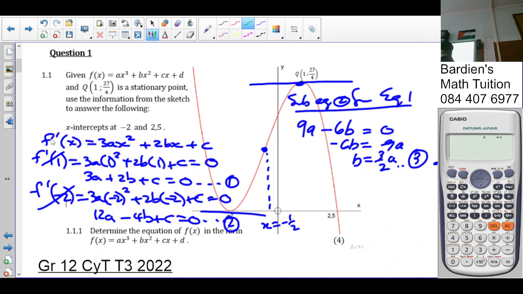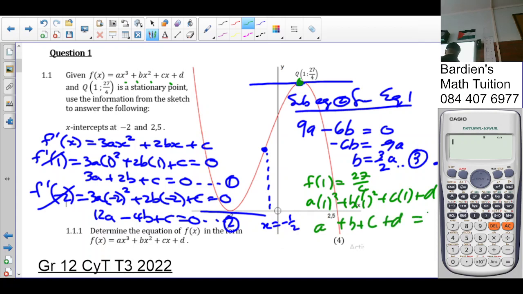Then we know that this is the turning point of the graph as well, which is going to give us f of 1 is equal to 27 over 4. Every time you see x, you put that 1. So that's a times 1 cubed plus b times 1 squared plus c times 1 plus d is equal to 27 over 4. So a plus b plus c plus d is equal to 27 over 4. And that's equation 4.